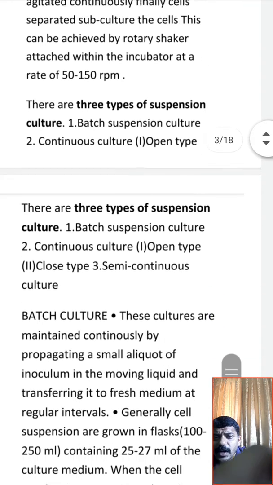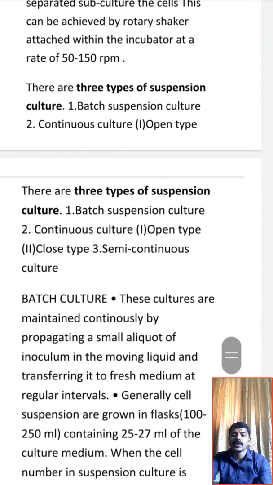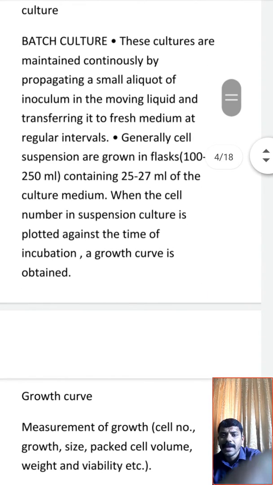Now there are 3 types of suspension culture: batch suspension culture, continuous culture, which has 2 types, open and closed, and third is semi-continuous. So first is batch suspension culture, second is continuous. In that, 2 types are there, open and closed, and the third one is called semi-continuous culture. So first we will talk about batch culture.